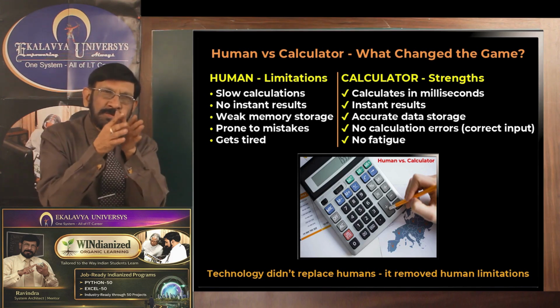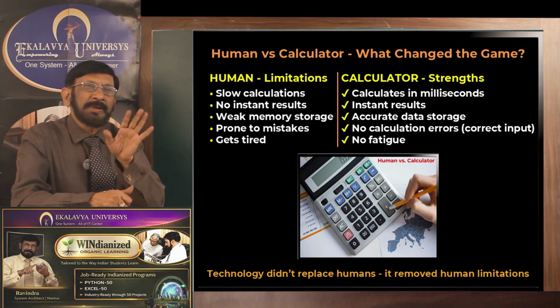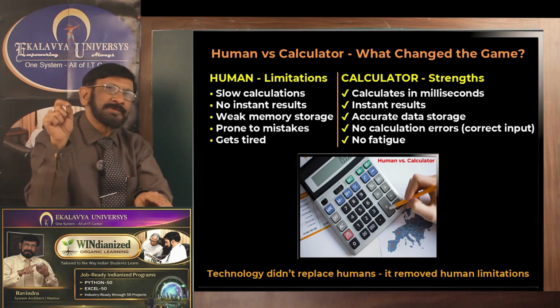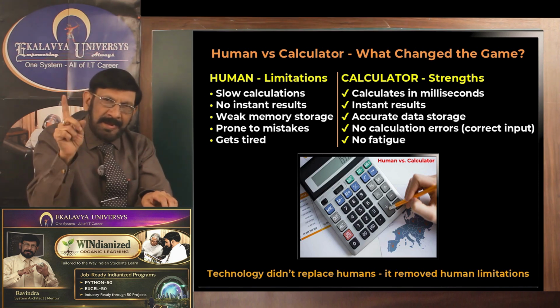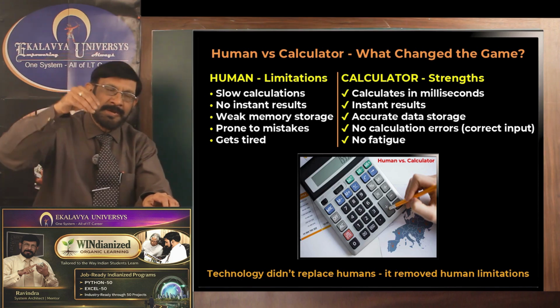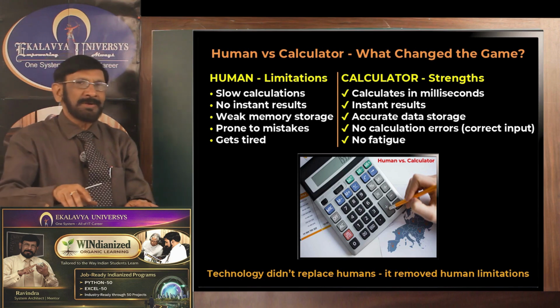Where I used the word calculator, you put AI, then you can perfectly understand the basic nature of artificial intelligence. It does not have any intelligence. Whatever human intelligence is provided, that is used by AI. That point you have to understand.